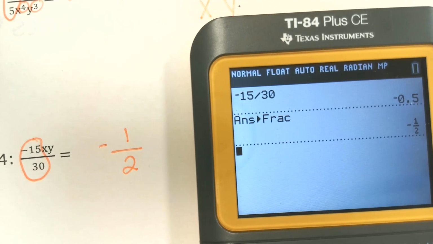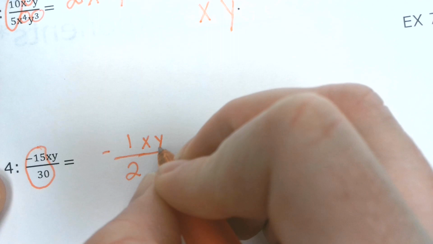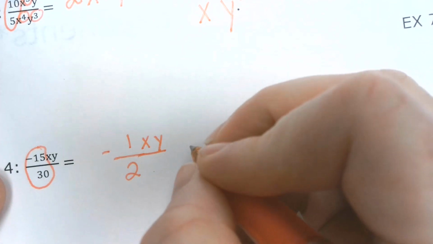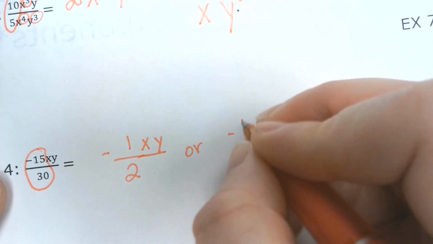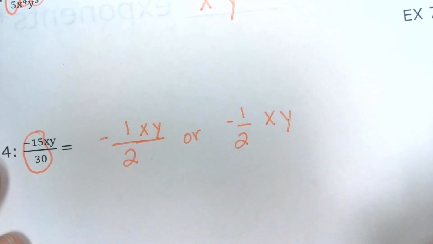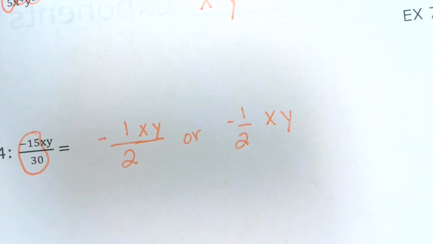And then x and y, nothing happens to them. So keep them up top. Expand your little thing right there. Or it could be written as negative 1/2 and then x, y separately. These mean the same thing. Most likely you'll see it like this though.